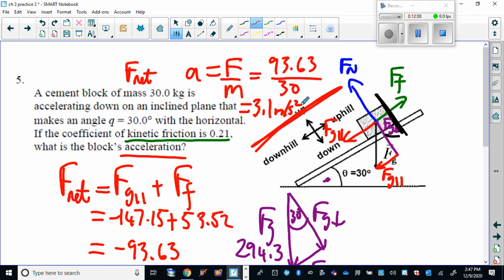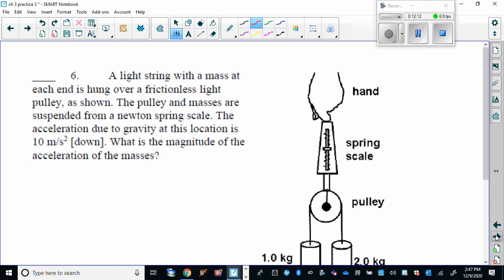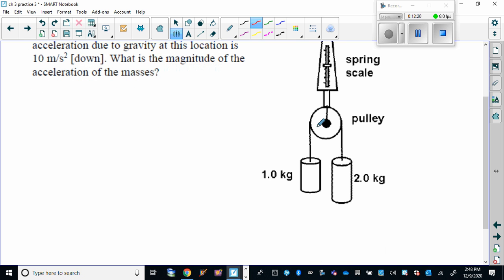Okie dokie. On to number 6. The last one is an Atwood's pulley problem. It's very similar to the first one we did, question number 5. We have a 2 and a 1 kilogram mass. Obviously, the 2 kilogram mass is going to accelerate down, the 1 kilogram mass is going to accelerate up. Neither will accelerate with the acceleration due to gravity, because they're kind of offsetting each other.